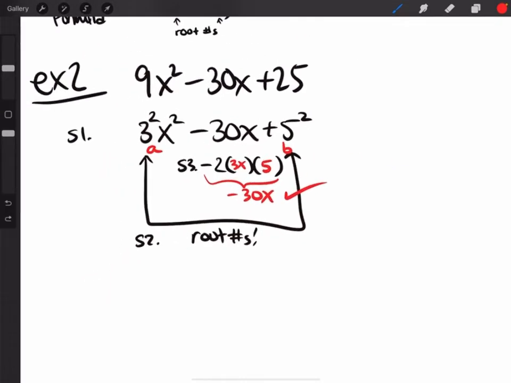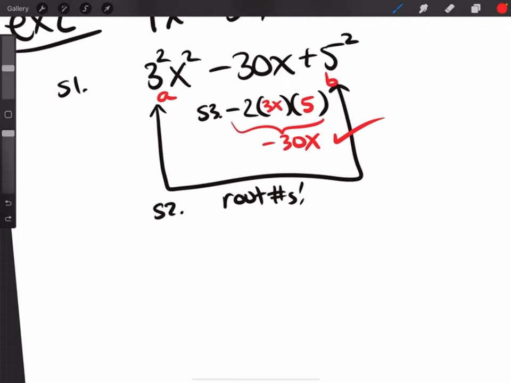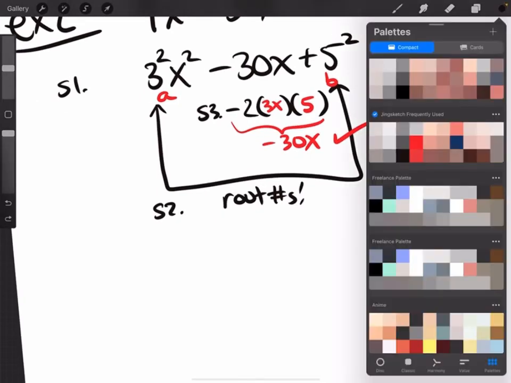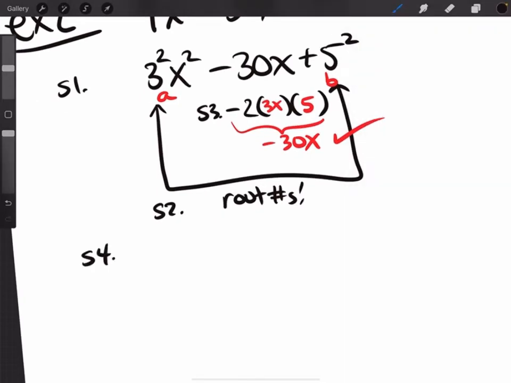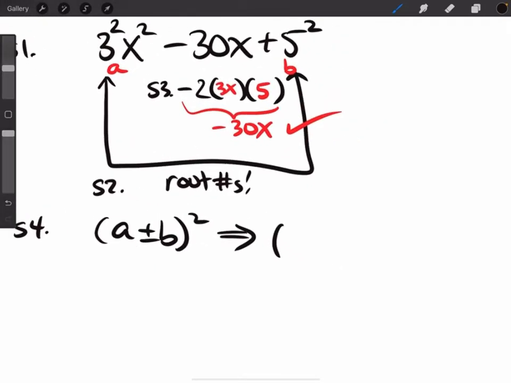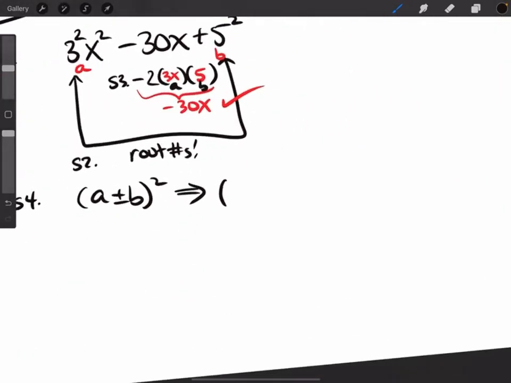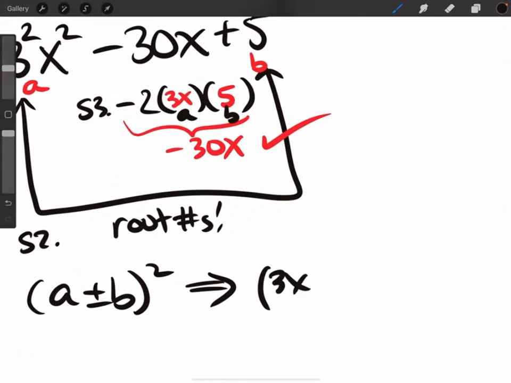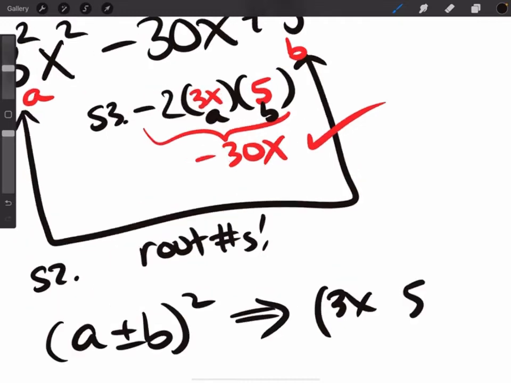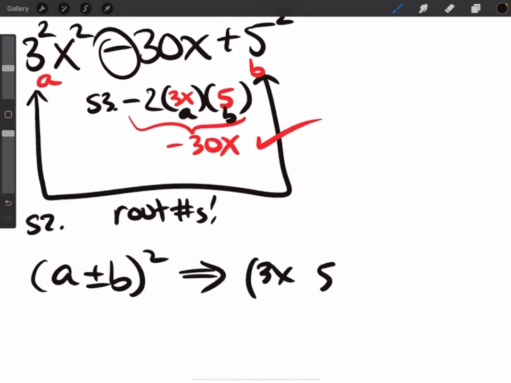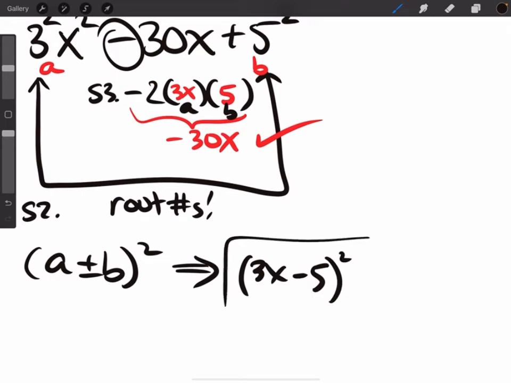So is this a perfect square trinomial? You'll say yes, and then after that you're going to factor it. And so you have step four right here, a plus or minus b squared, depending on the situation. So we have a, which is right here, and that's b, right there. A is 3x, b is 5, the situation is subtraction. And then there you go, that is your factored form, okay?